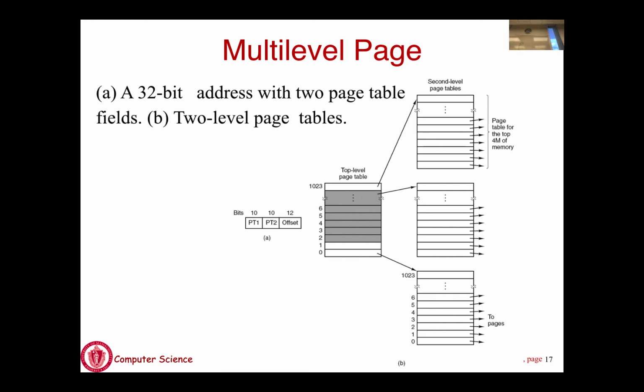It requires 2 levels of lookup. You have to go to page table level 1 to figure out which of these second level entries to go to. You go there, and that tells you the frame number.